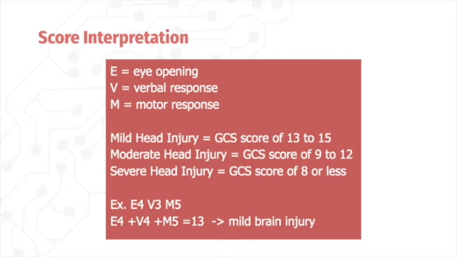After all these, you add all the scores up, and the highest score would be 15, and the lowest score is a 3. If you get a score between 13 to 15, that would mean a mild head injury. If you score 9 to 12, moderate head injury, and if you have a score of 8 or less, it would indicate a severe head injury. As we see below, it's an example of how a Glasgow Coma Scale score would be written. It would be read as the GCS of the patient is E4, V4, M5 with a total of 13, indicating that the patient has a mild brain injury.